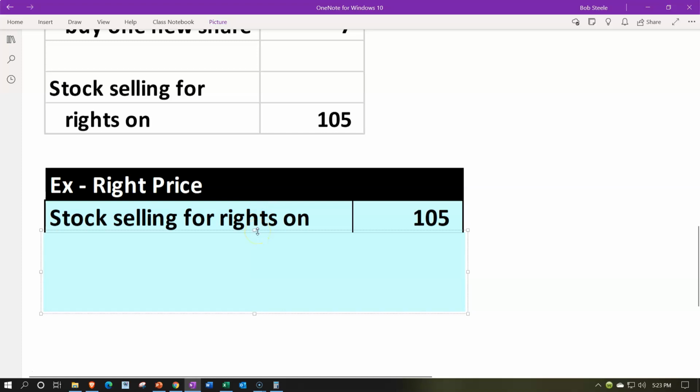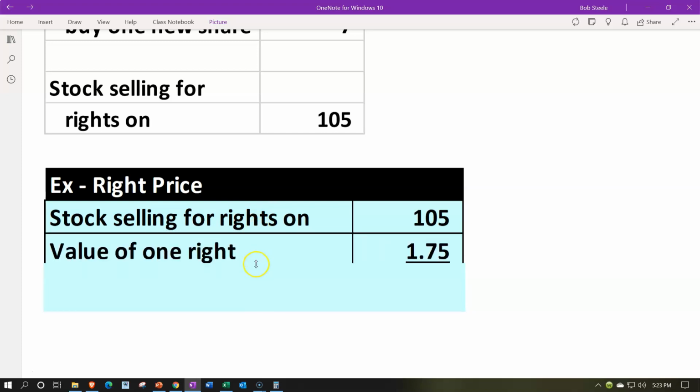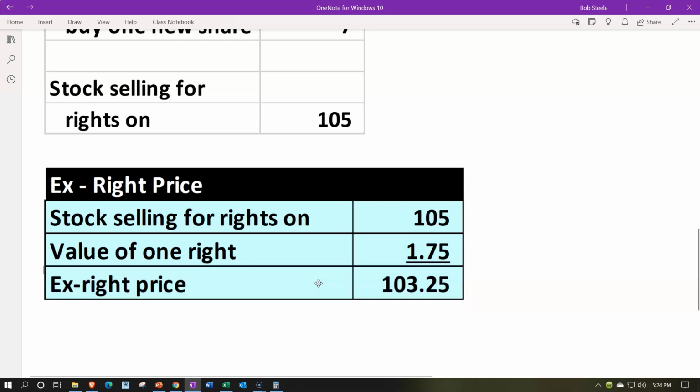So the simplest way we can consider the X right price at this point would be the stock selling for rights on, the 105, that's the starting point, and then we have the value of one right, the 1.75, and you get one right per share. If you subtract that out, that's going to give us the X right price, which is kind of like an estimate of what the price of the stock will be after this whole thing has taken place. It's going to be a little bit less after the rights issuance has taken place.